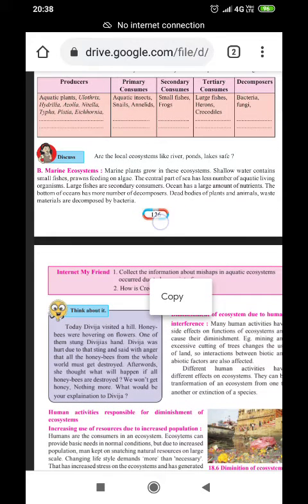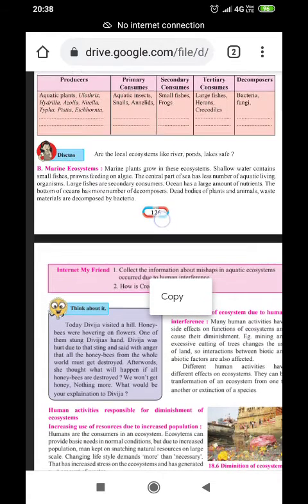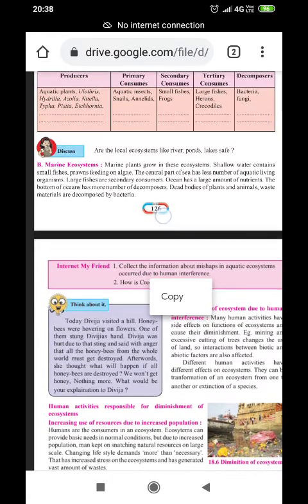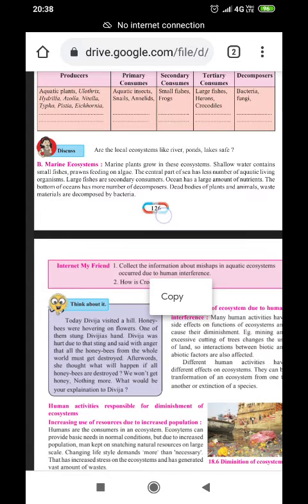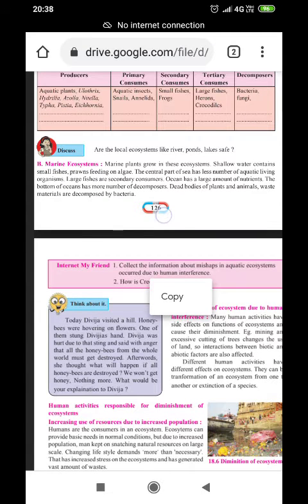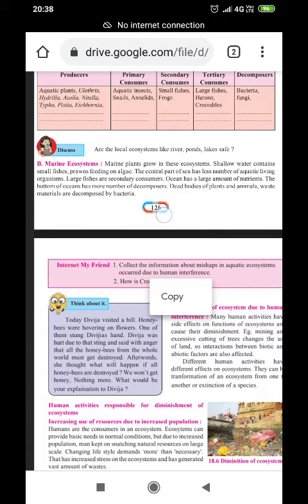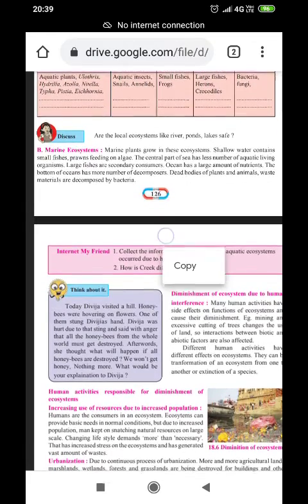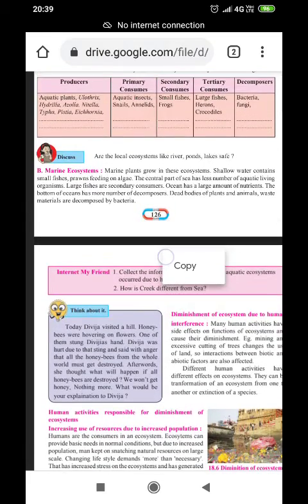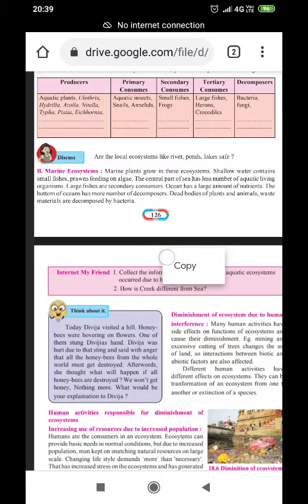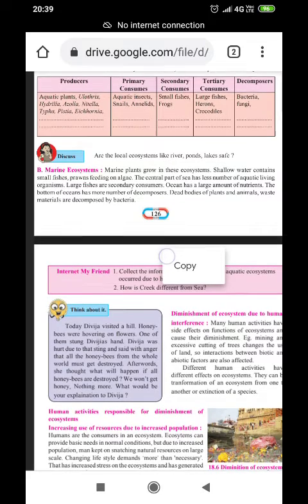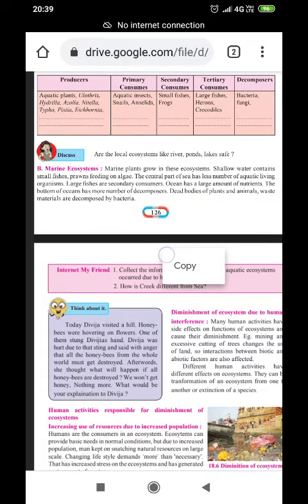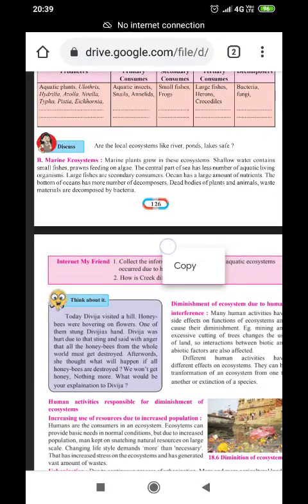So here are a few examples: aquatic plants like Ceratophyllum, Hydrilla, Azolla, Nitella, Typha, Pistia, Eichhornia. Primary consumers are those depending upon the producers: aquatic insects, snails, annelids. Secondary consumers eat the primary consumers, for example, small fishes and frogs. Tertiary consumers depend upon the secondary consumers, for example, large fishes, herons, crocodiles. And decomposers, after the death of these organisms, play an important role, that is, bacteria and fungi.